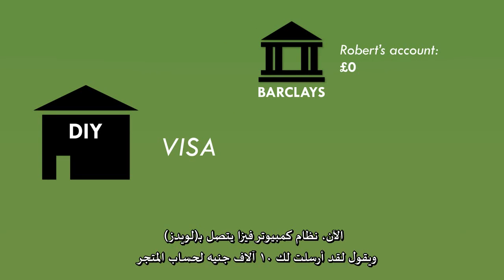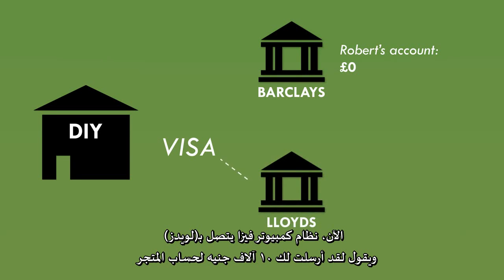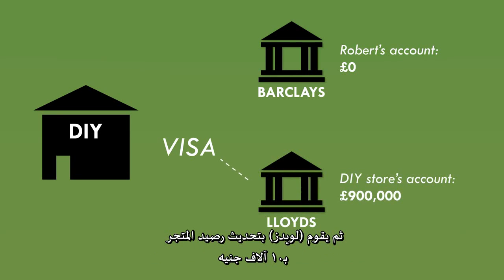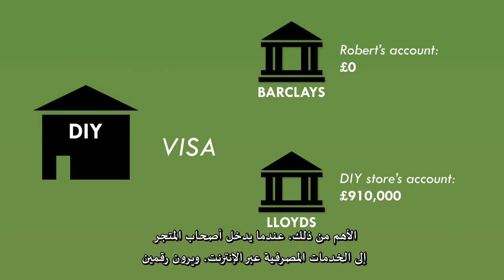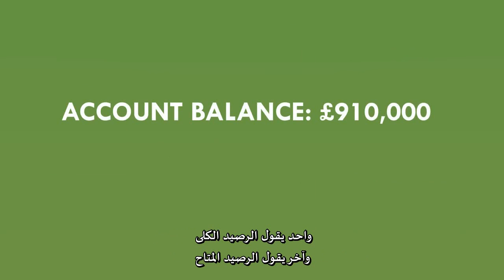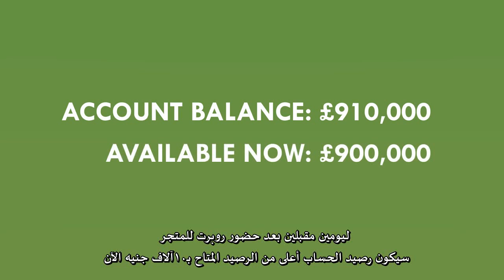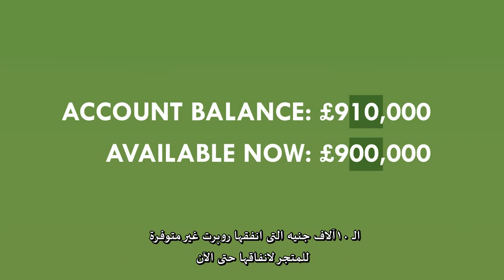Now, Visa's computer system contacts Lloyds and says, "I'm sending you £10,000 for the DIY store's account." Lloyds then updates the balance of the DIY store by £10,000. However, importantly, when the owners of the DIY store log into their internet banking, they see two figures. One says account balance and the other says available now. For the next couple of days after Robert has come into the shop, the account balance will be £10,000 higher than the available now balance. The £10,000 that Robert has spent isn't available to the DIY store for them to spend just yet.